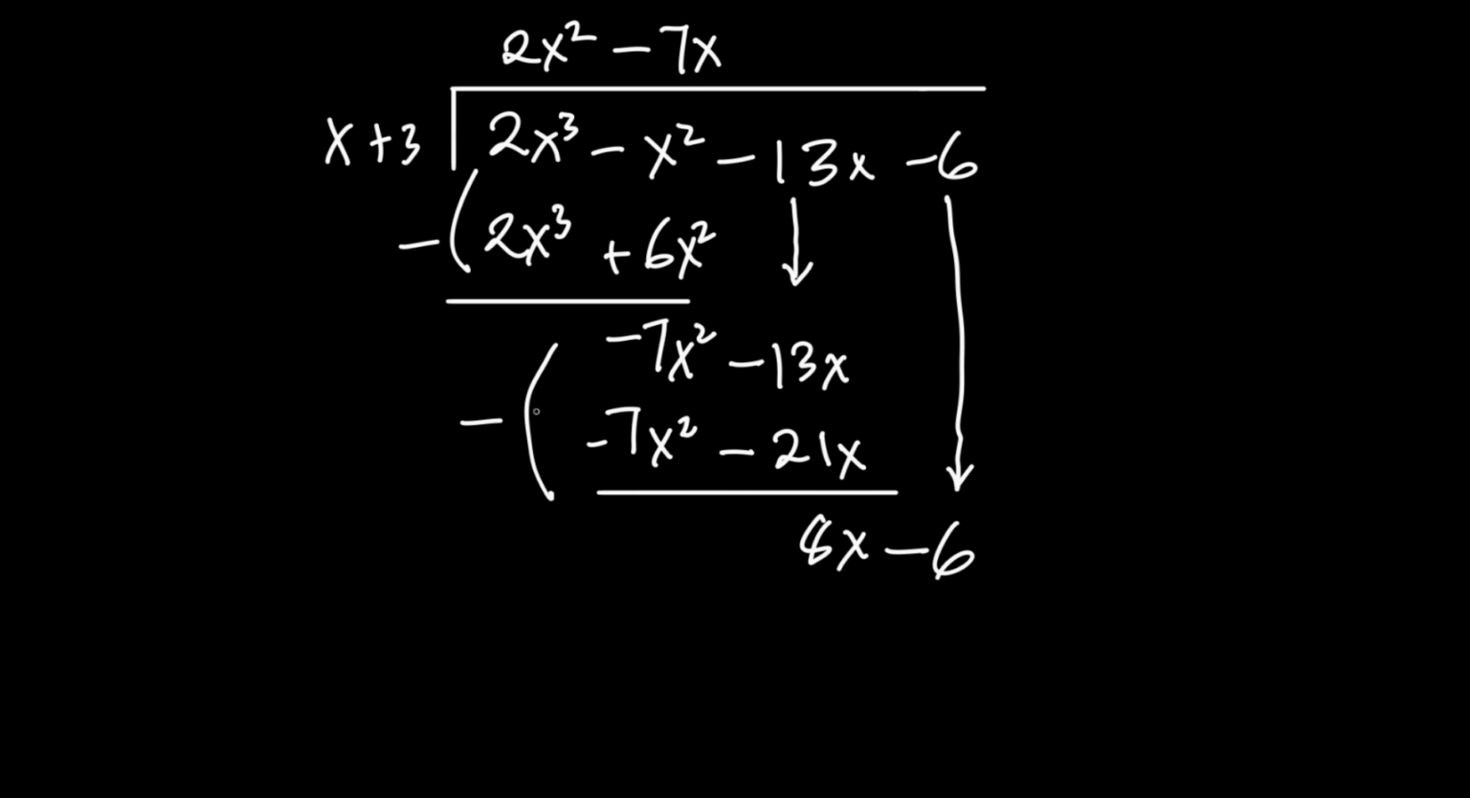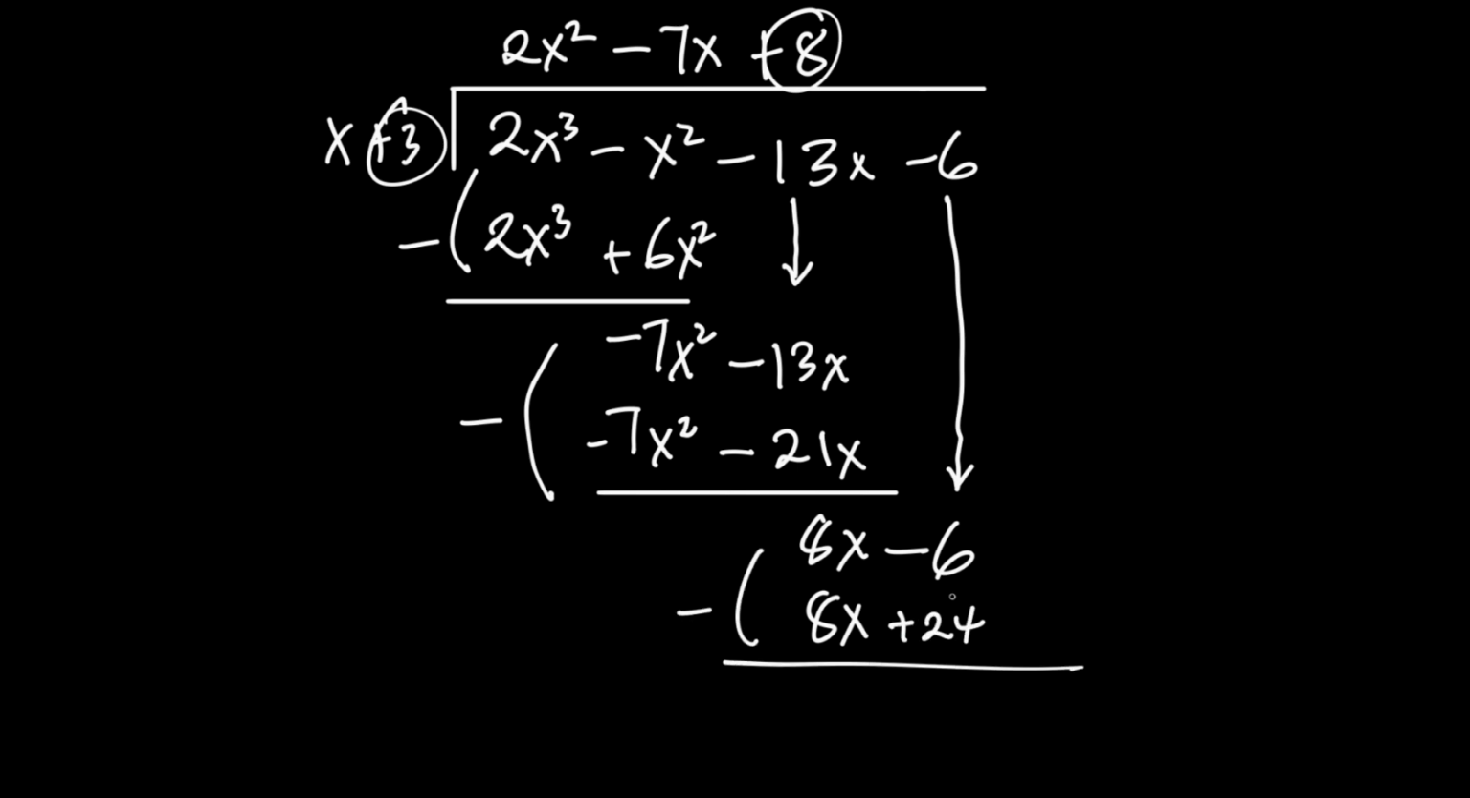What is 8x divided by x? This is going to be just positive 8. Then we distribute. Positive 8 times x is giving us 8x. Then 8 times positive 3 is going to be positive 24. Then we subtract right from here. So negative 6 minus 24 is going to be negative 30. Then 8x minus 8x is giving us 0.